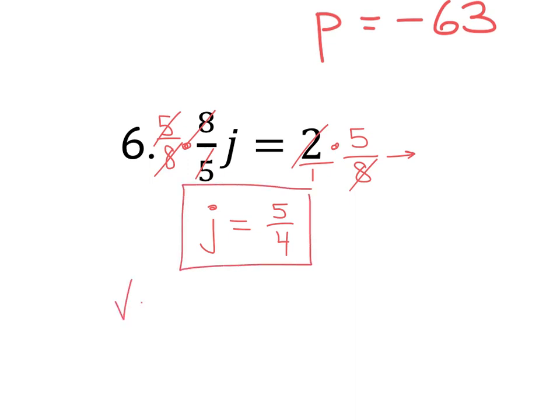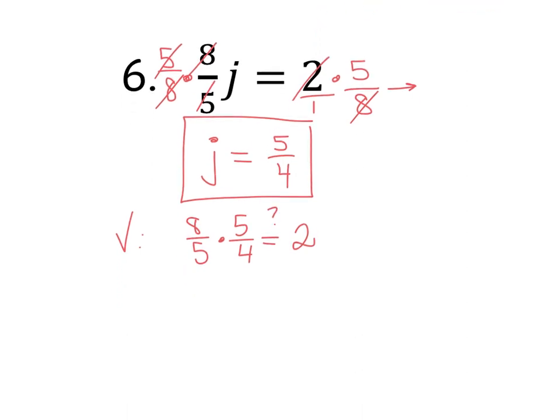Okay, and again, to check that, I would do 8/5 times the value of j I got, 5/4, and see, does this equal 2? Again, how you multiply the fractions is up to you. I could cancel common factors out of numerators and denominators, or I can multiply numerator times numerator, denominator times denominator. Simplify, don't simplify. Whoops, that goes into there once, into here twice. So your answer is 2.